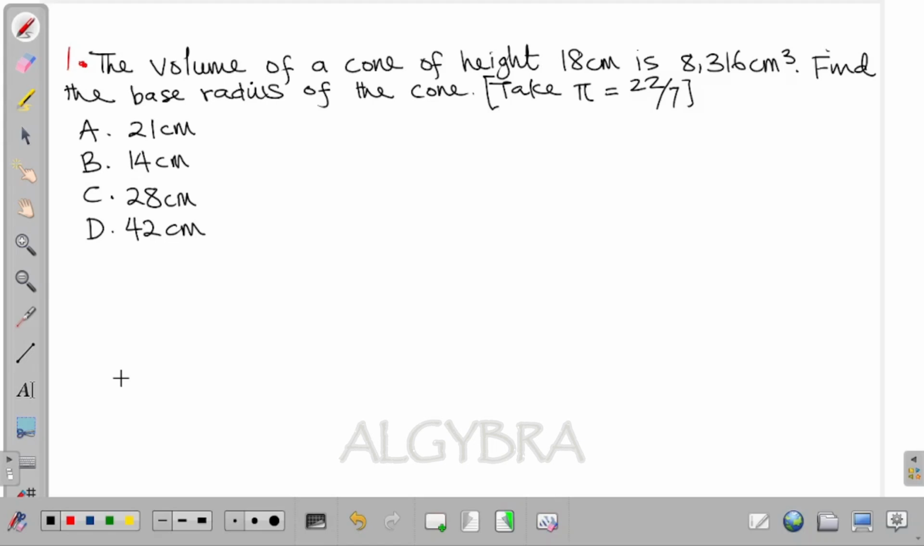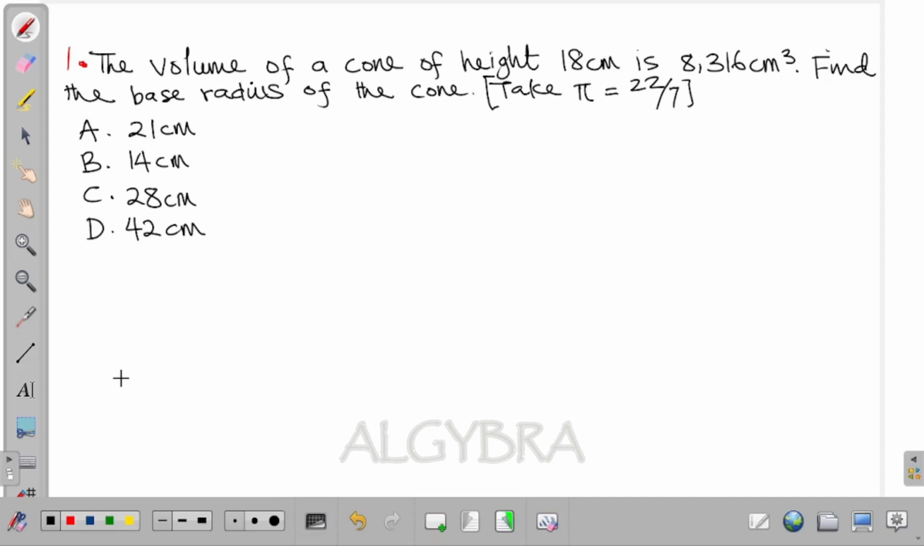So in today's video, we're going to go through the first question of the WAEC 2025 past questions. We are going to solve this particular question right now. It says, the volume of a cone of height 18 centimeters is 8,316 centimeters cubed. Find the base radius of the cone. Take pi as 22 divided by 7.